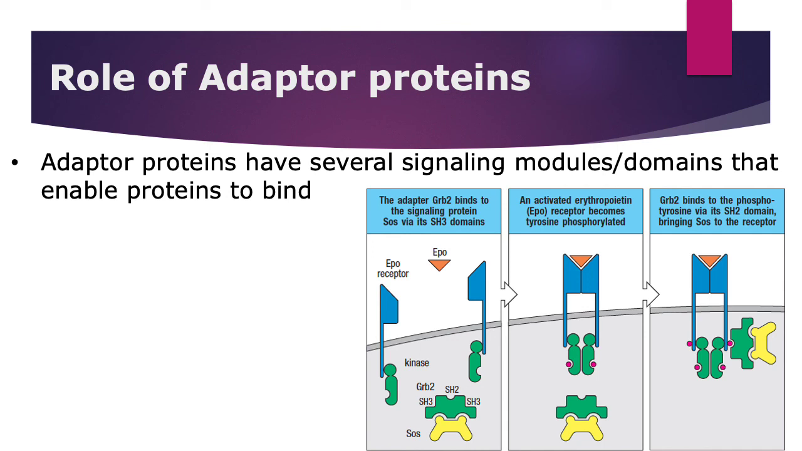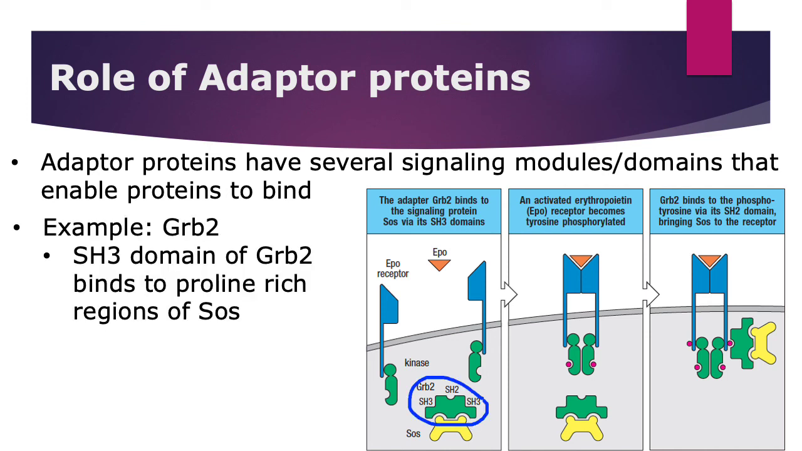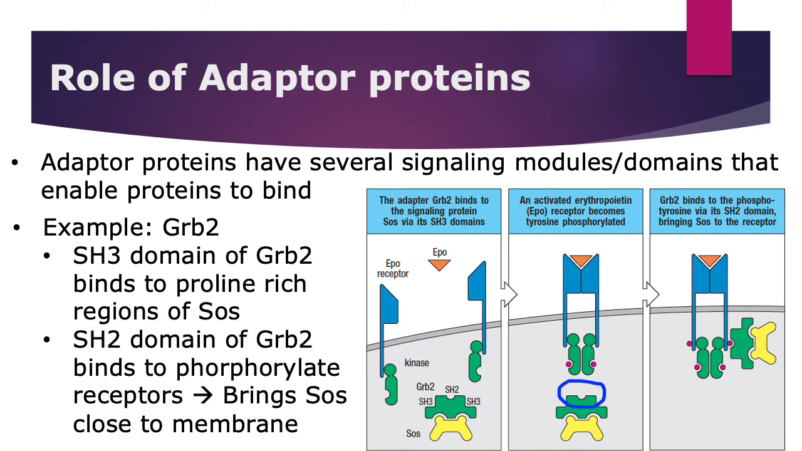Let us take the example of the adapter protein GRB2. GRB2 has two SH3 domains that are able to bind to proline-rich regions in another protein, for example SOS. GRB2 also has an SH2 domain, and this SH2 domain is able to bind to phosphorylated tyrosine residues that are present in other proteins. And this way, GRB2 is able to form an interaction with different types of proteins and bring them closer together, and thus GRB2 is an example of an adapter protein.